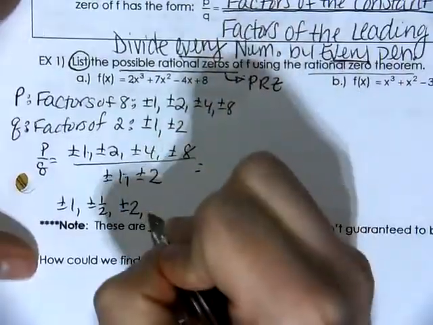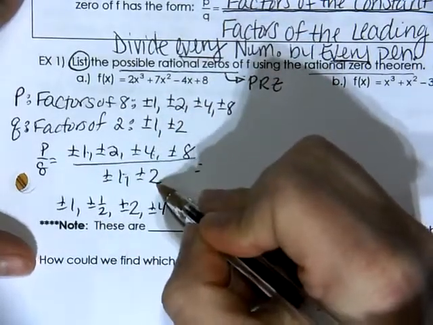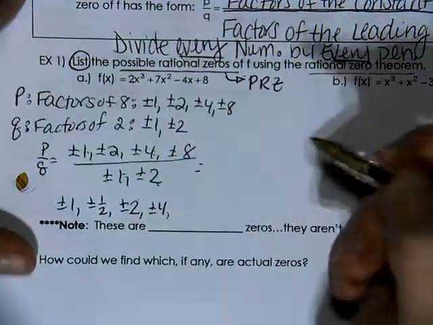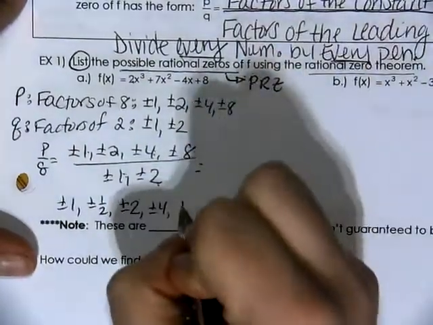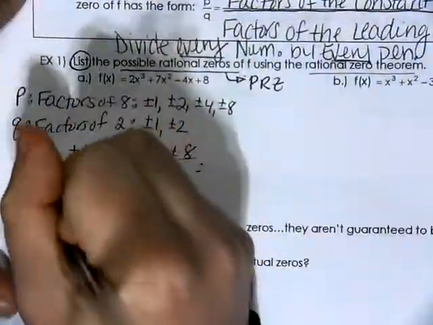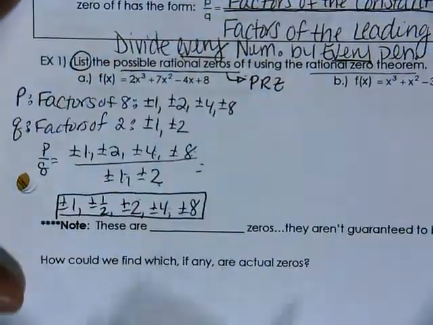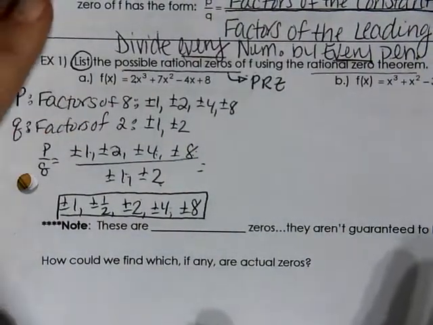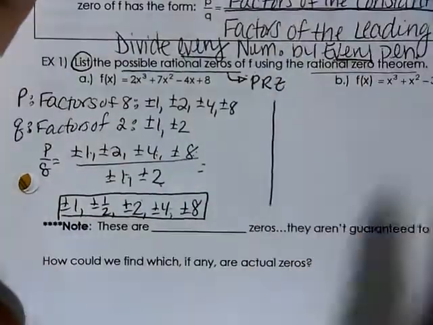4 over 1, which is plus or minus 4. 4 over 2, which is plus or minus 2, and I already have that written down, so I'm not going to write it down again. Plus or minus 8 over 1 is plus or minus 8, and 8 over 2 is 4, and I already have that written down. All of these values represent possible zeros of this function. It doesn't mean that they actually are, it just represents a list of possibilities.